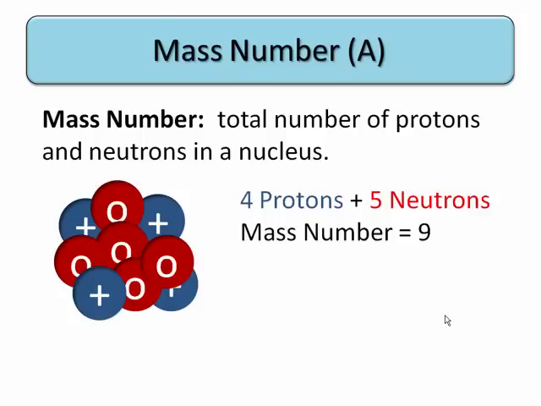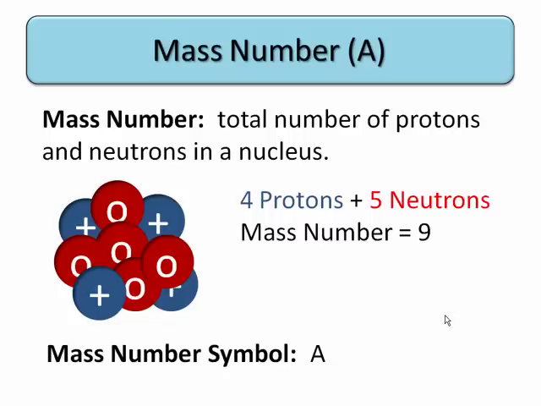For the nucleus that we looked at earlier, the mass number would be 9 because there are a total of 4 protons and 5 neutrons. Mass number is given the symbol capital A in chemistry. It is not a value that's readily available to us from the periodic table. Mass number is the sum total of protons and neutrons that are present in a nucleus, and mass number is the number of the most massive particles.